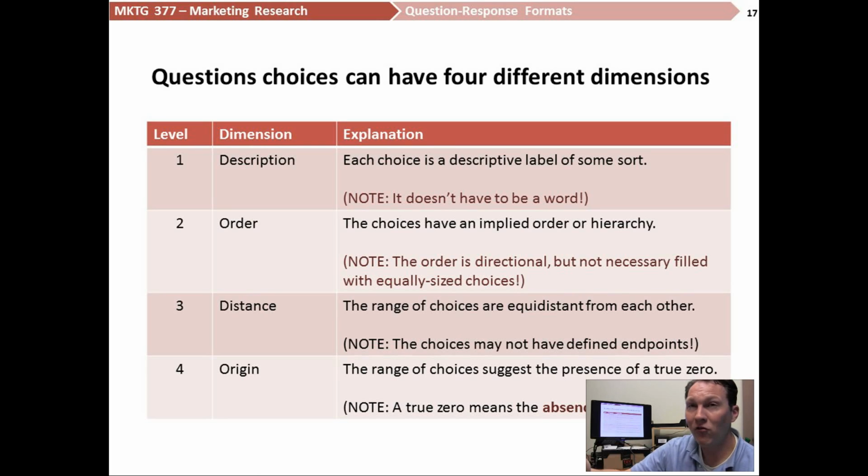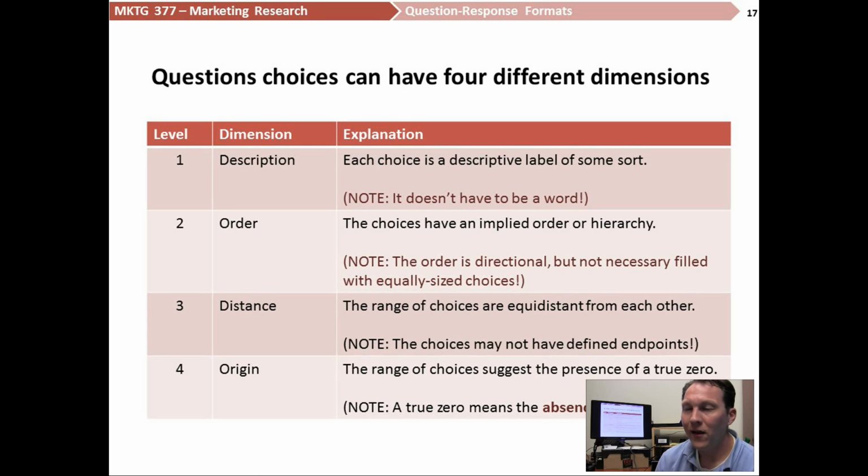If I say 72 and 73, we know that there's an order, there's a hierarchy, that 73 is more than 72, but we also know that there is 1 unit of difference between those two measurements that I've taken. And that's what distance is. It tells us that there's an equidistance between each point and that we have units of measure that can help us to differentiate them. And then finally we have origin, and origin is probably the toughest thing for students to understand.